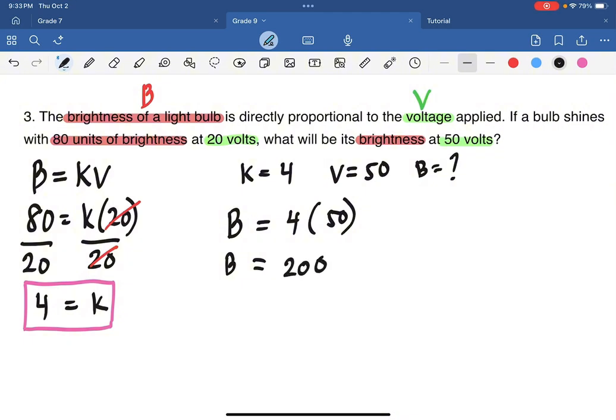So based on the problem, what we are looking for is 200 units of brightness.